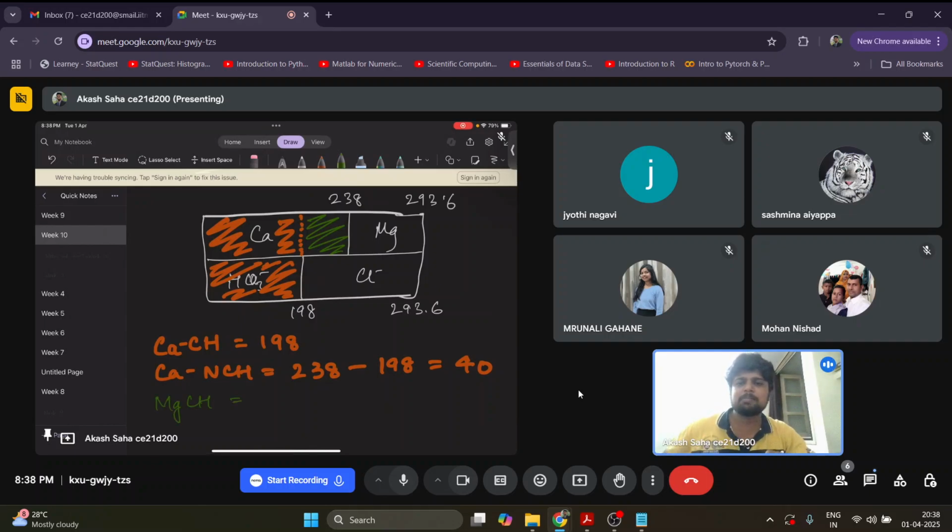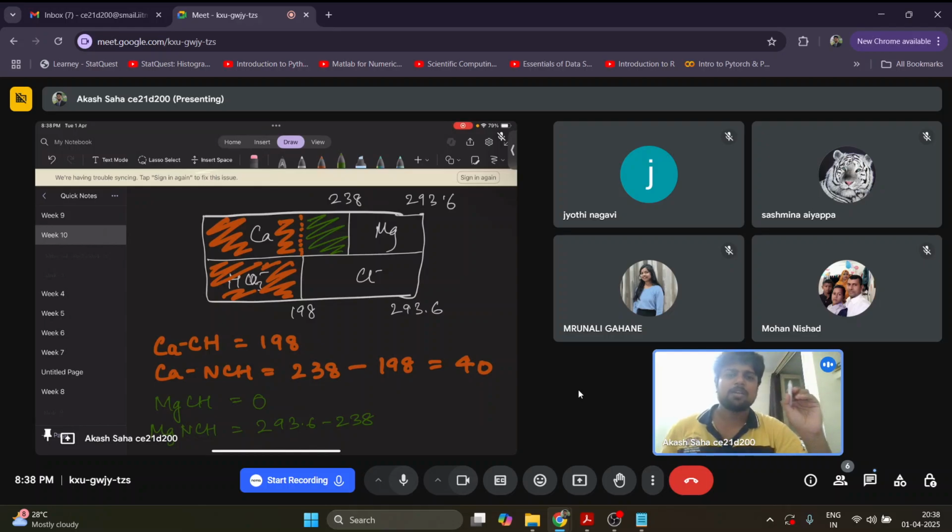Now coming to magnesium carbonate hardness. Is there any magnesium carbonate hardness? No, right? So it is 0. And what is my magnesium non-carbonate hardness? 293.6 minus 238. That is my magnesium non-carbonate hardness.